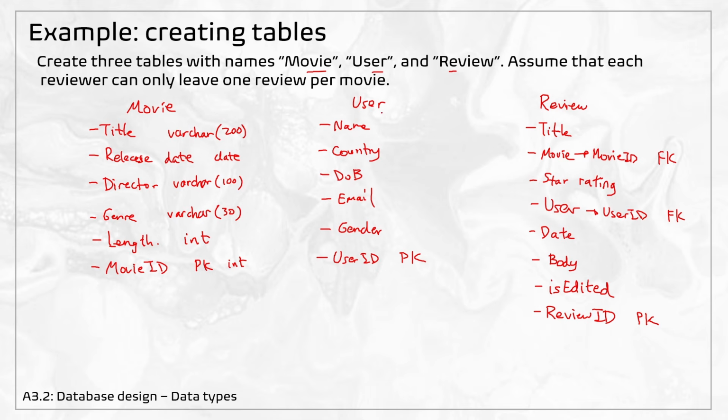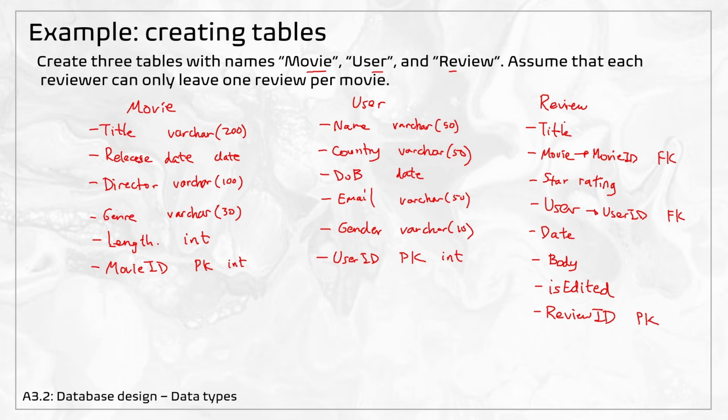Now moving on to the users table. The name of a user is just going to be varchar, and we can set a limit to the characters, so let's just do like 50. Country is going to be a varchar, and this is also going to be around 50. Date of birth is just going to be a date. Email is also going to be a varchar. Let's just do 50 again. Gender, I guess we could just do male and female, so we can just do varchar again of 10. And user ID again is going to be an integer.